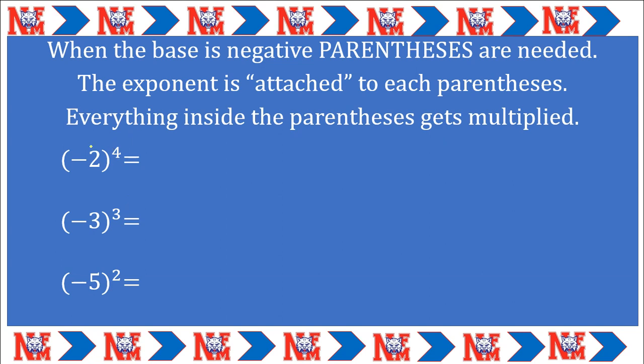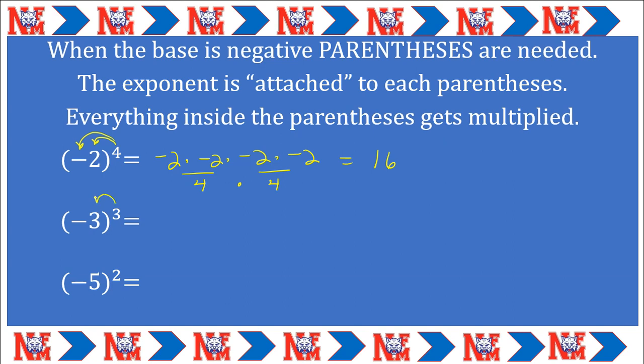Remember, when you have parentheses, the exponent is attached to both the number and your negative, or it could be a variable. So we're going to have negative 2 times negative 2 times negative 2 times negative 2. We're going to get positive 4 times positive 4, and we get a positive 16.